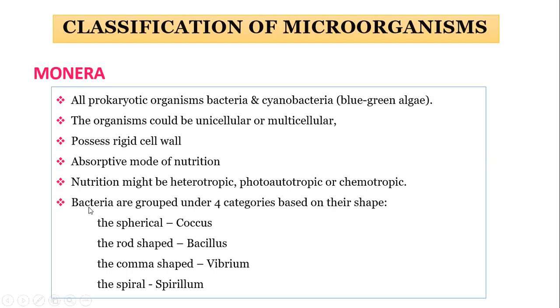In kingdom Monera, the bacteria are grouped under four categories: the spherical bacteria, coccus; the rod-shaped bacillus; the comma-shaped bacteria, Vibrio; and the spiral-shaped bacteria, Spirillum. These are the four groups of organisms that are incorporated in the kingdom Monera based on their cell structure.